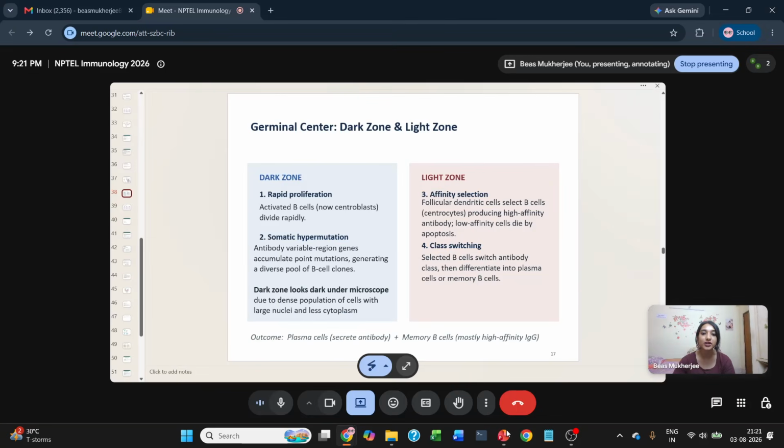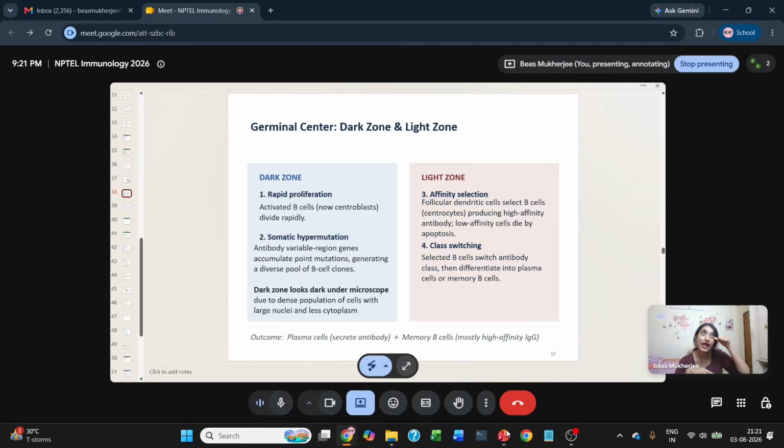So now we will look into the dark and light zones once again. The germinal center can have a dark zone and a light zone. In the dark zone, what happens is rapid proliferation. Activated B cells, now called centroblasts, divide rapidly. Somatic hypermutation is happening. That means the antibody variable region genes accumulate point mutations, generating a diverse pool of B cell clones. And obviously it appears dark under the microscope. That is why it is called the dark zone. That is due to a dense population of cells with large nuclei and less cytoplasm.